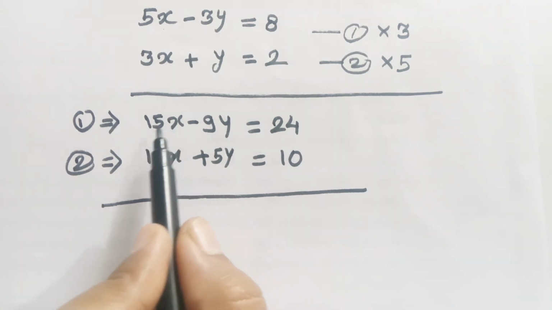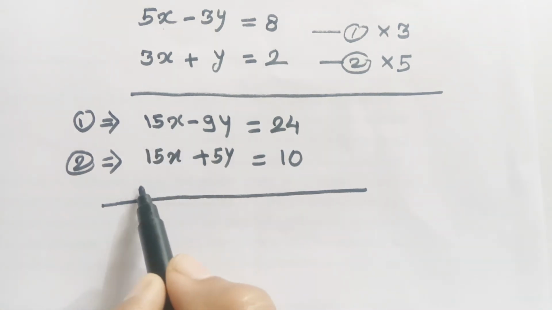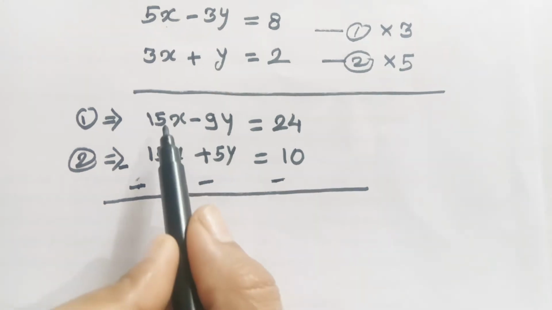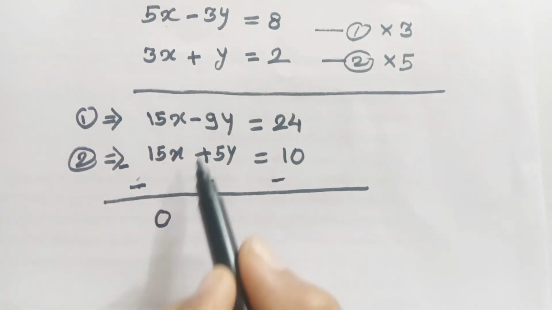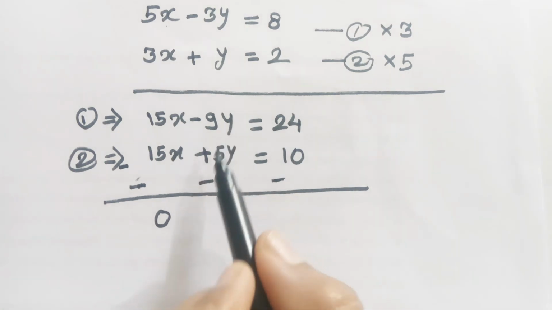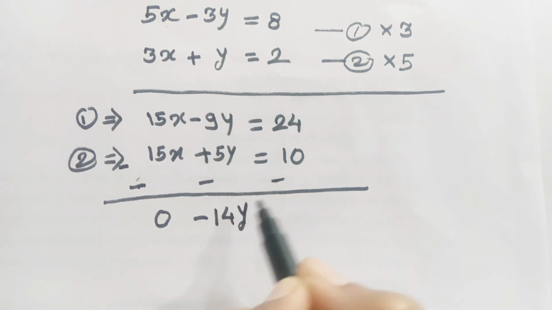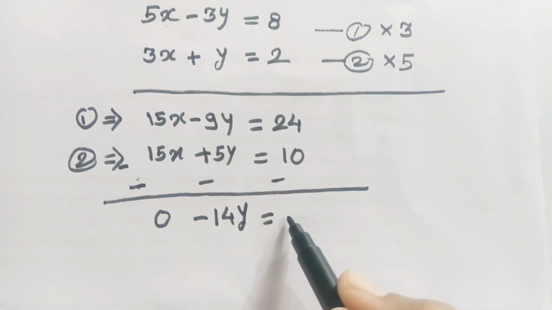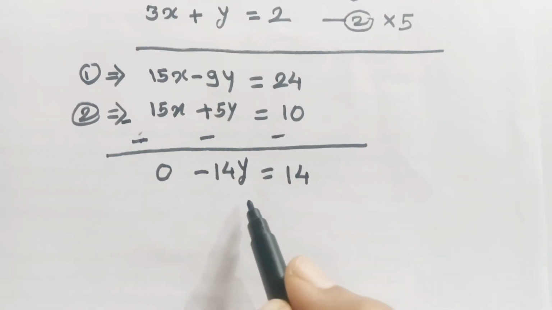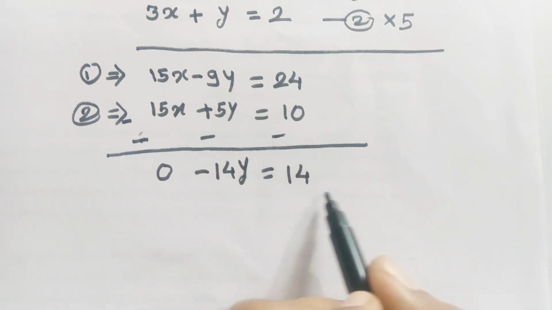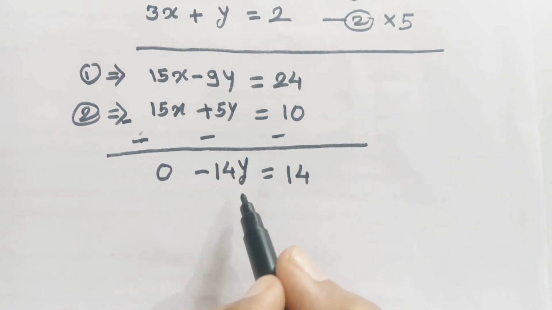Now the coefficient of x in both equations is similar, so we subtract. When subtracting, the minus sign is multiplied throughout, that is minus 15x, minus 5y, minus 10. Subtracting these terms, we get 0 for x because they are similar, minus 9y minus 5y is minus 14y, and 24 minus 10 is 14. Now see, after subtraction we get a new equation that contains only one variable, and we want to find the values of x and y.